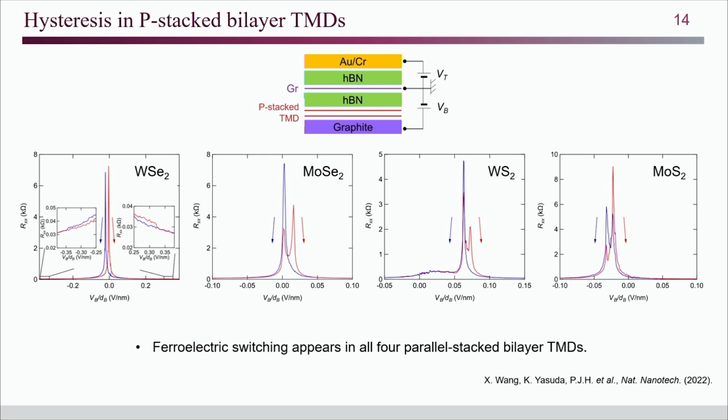So using the same strategy, we can fabricate this graphene sensing structure. And in 4 TMD materials, WSe2, MoSe2, WS2, and MoS2, we all observe this clear ferroelectric switching behavior. And this tells us that all of these 4 TMDs are ferroelectric.